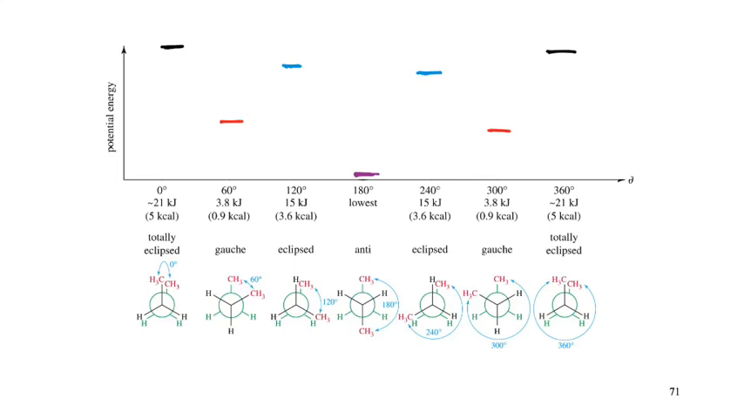So we're talking about childish things. What have we now done? We just created a diagram. In that diagram, we can now connect the dots. We now have an energy diagram representing the rotation about the C2-C3 bond in butane. That's it.